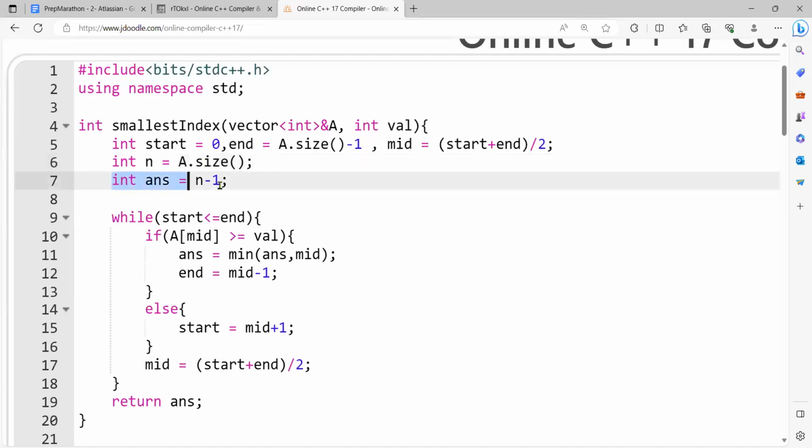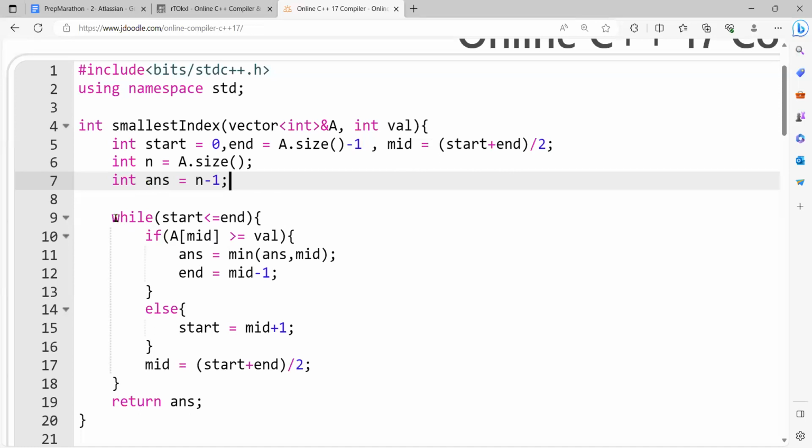And what is this answer? This is basically the final index that we are going to return. Why am I storing n minus 1? Because I am assuming the value present at the last point is going to be greater than or equal to whatever value is given to me. So this is my assumption, we go with this assumption. And if we find any better, smaller index, we'll update it.